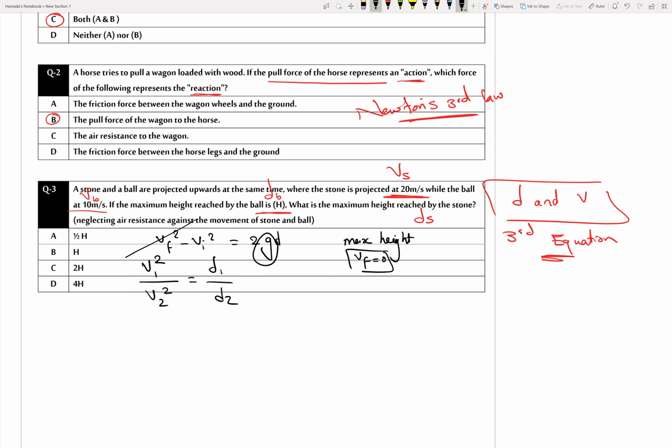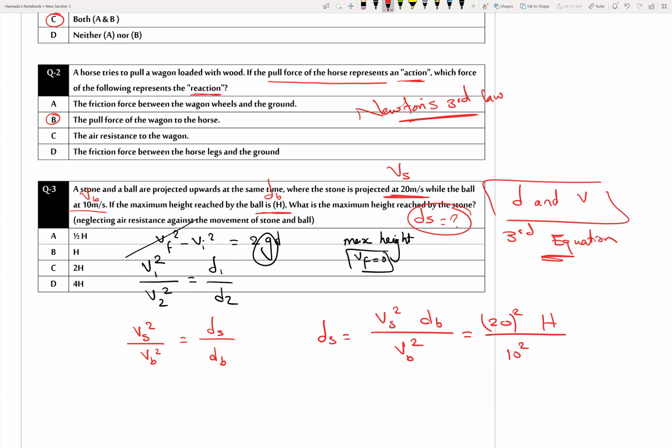And in our problem here we can use vs square over vb square equals the distance or the height covered by the stone over the distance or the height covered by the ball. The problem requires ds, the height of the stone, so ds will be vs square times the distance of the ball, divided by vb square. It is 20 square multiplied by h over 10 square, right? So it equals eventually 4h. So our answer will be D.